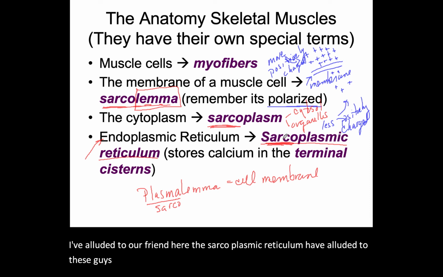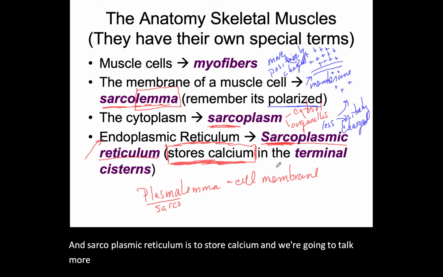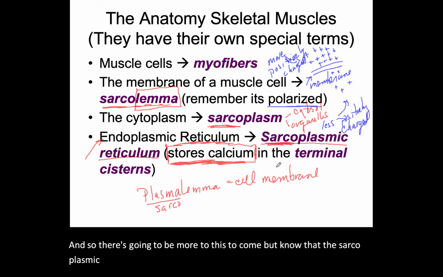Sarcoplasmic reticulum looks a lot like endoplasmic reticulum, but its function is very, very different. The function of sarcoplasmic reticulum is to store calcium. And we're going to talk more about that in the second video. There's going to be more to come, but know that the sarcoplasmic reticulum stores calcium. That is the job. That is the goal here.